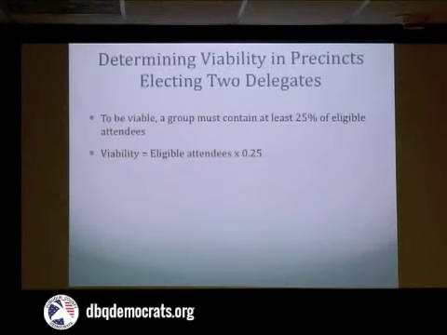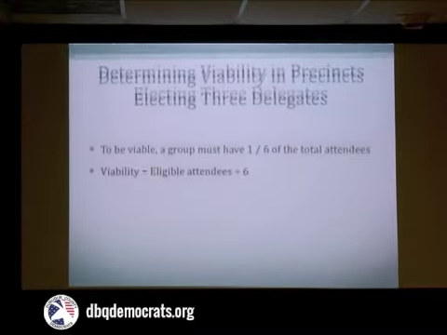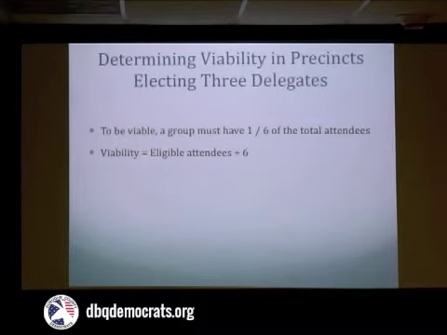If your precinct elects 2 delegates, and there are some counties here that do have some 2-delegate precincts, to be viable, a group must contain at least 25% of eligible caucus attendees, meaning that viability is equal to eligible attendees times 0.25. If your precinct elects 3 delegates, to be viable, a group has to have 1/6 of the total attendees, meaning that viability is equal to eligible attendees divided by 6.